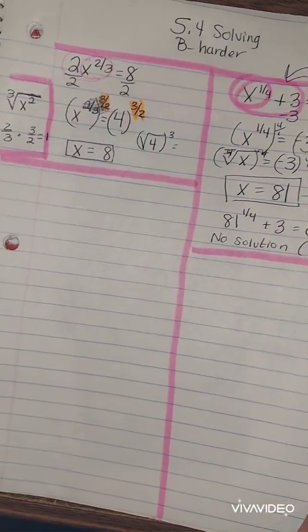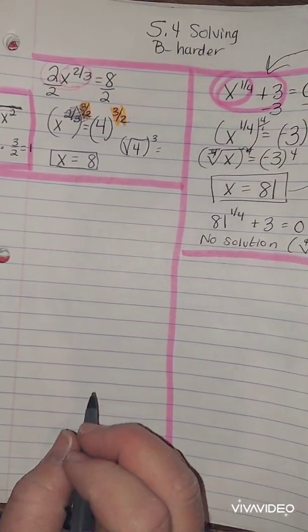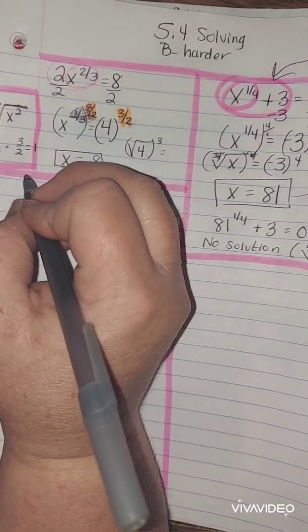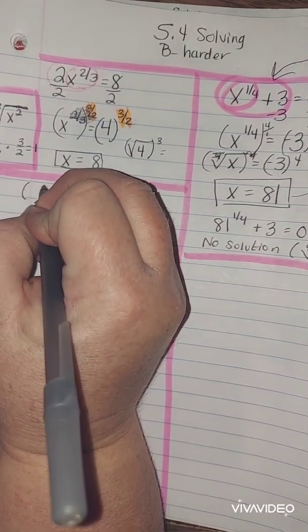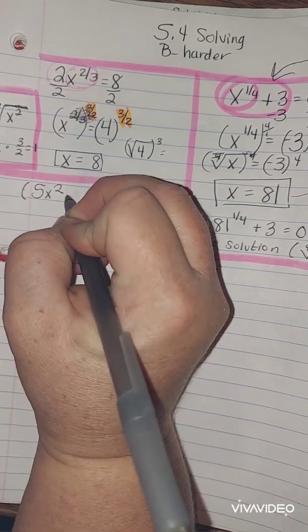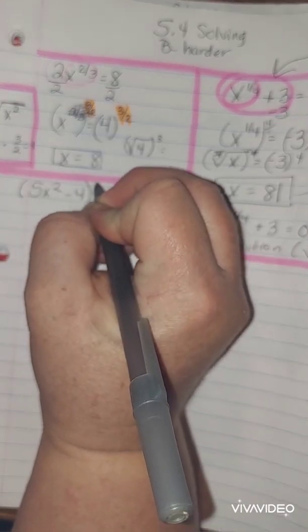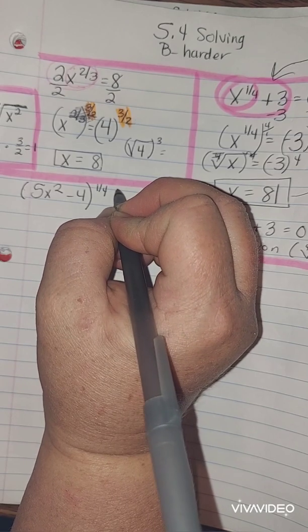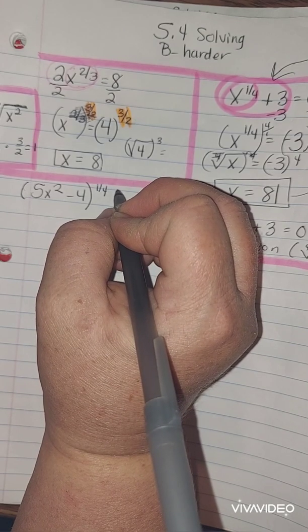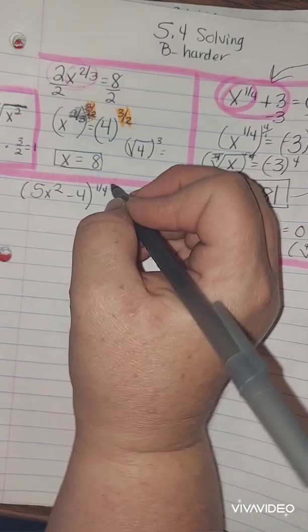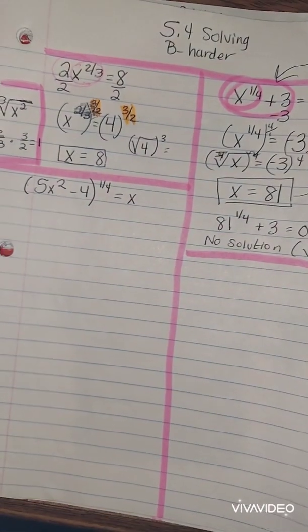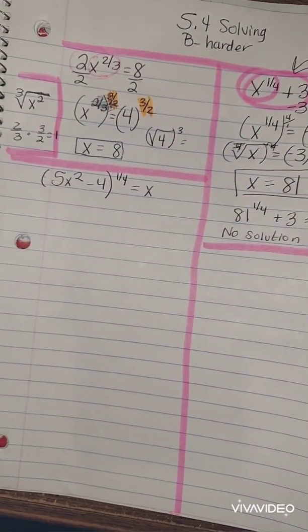All right. Let's do this one. All right, we're going to give this one a try. This one's going to challenge us a little bit.